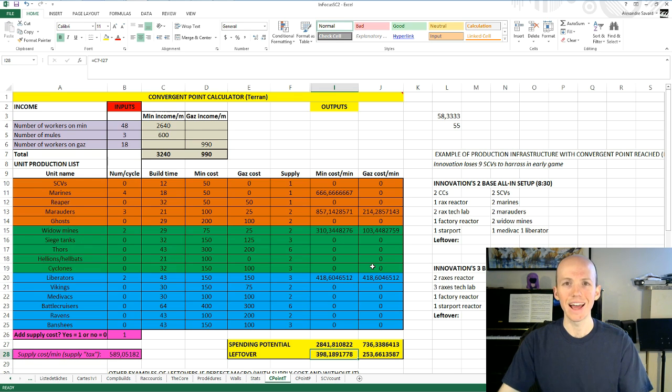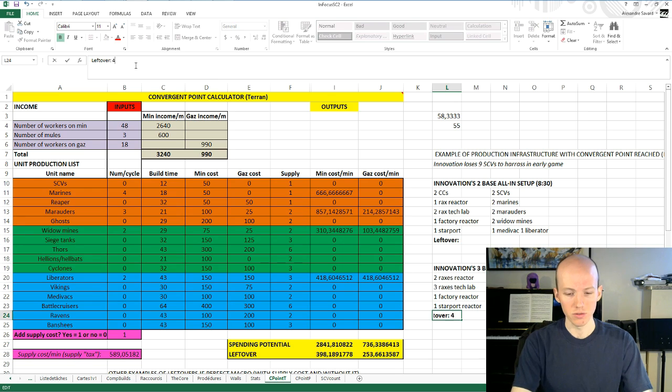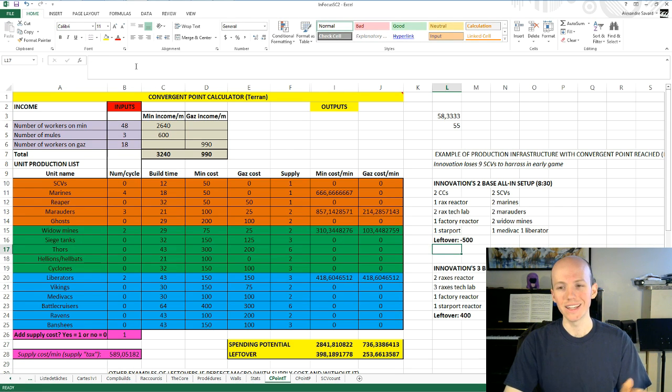So now we can see that at this point in time, his leftover from his spending potential is 398. So that's pretty much 400 minerals, positive 400 minerals. So we're gonna write this down here just for the purpose of making sure we remember that stuff. So we had pretty much negative 500 when he was on his 2-base all-in setup. And now he's on his 3-base macro setup, and what he's got left over is 400.